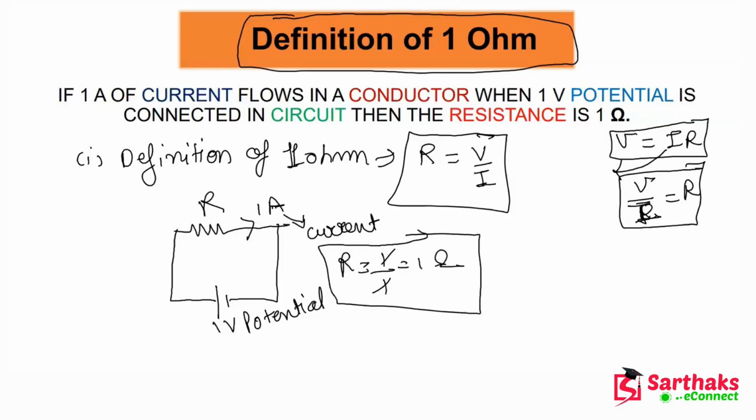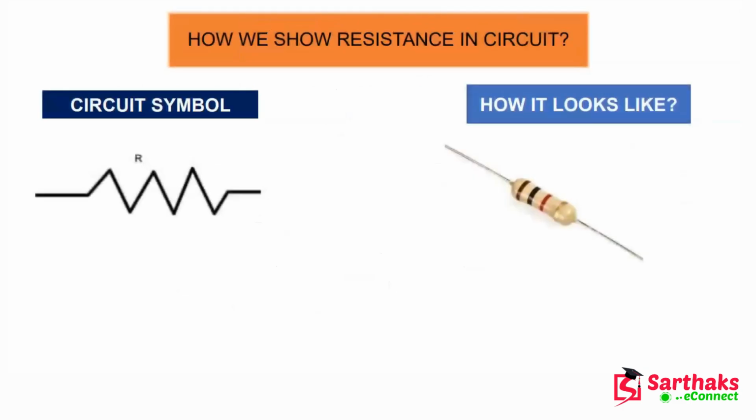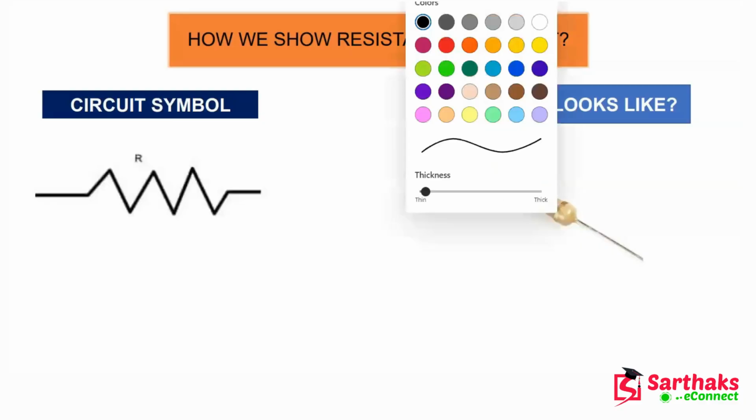So the resistance is 1 ohm. This is how we get this definition, that if 1 ampere of current flows in a conductor when 1 volt potential is connected in the circuit, then the resistance is 1 ohm. I hope, guys, you get my point. Now let's move on to the next slide and try to understand some other concepts related to this.